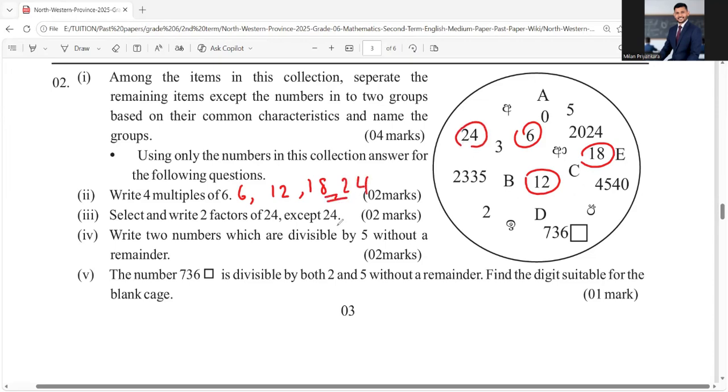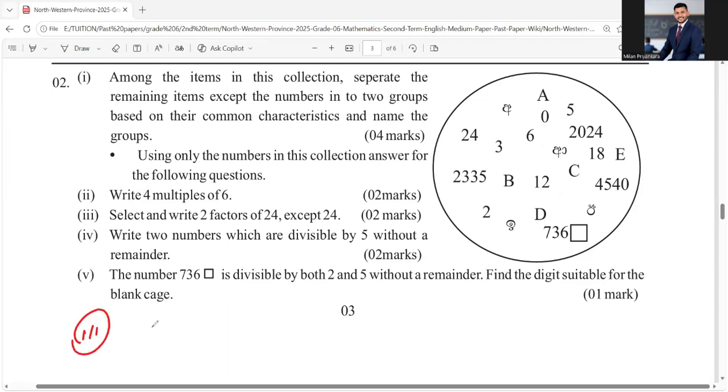These are the answers. Select and write 2 factors of 24 except 24. Okay, for this part. Factors of 24. That means the numbers which could divide 24 without a remainder. Right? Factors of 24, you can take 6 and 12. Because 6 can divide 24 and also 12 can divide 24. Therefore, 6 and 12 are factors of 24.